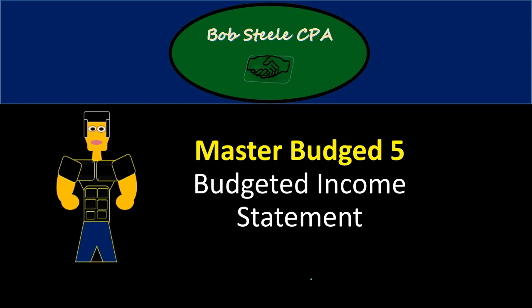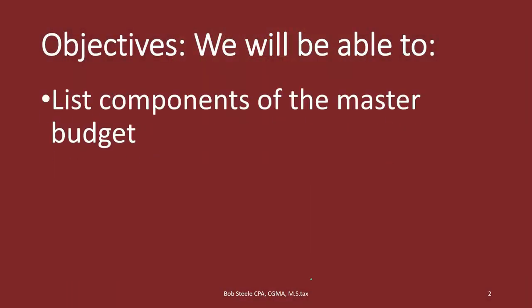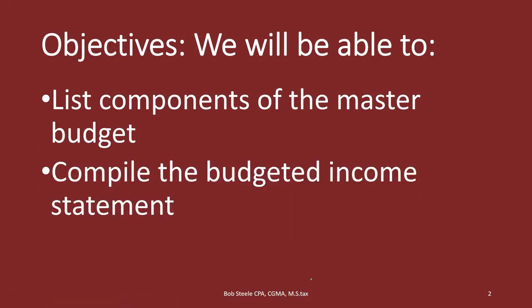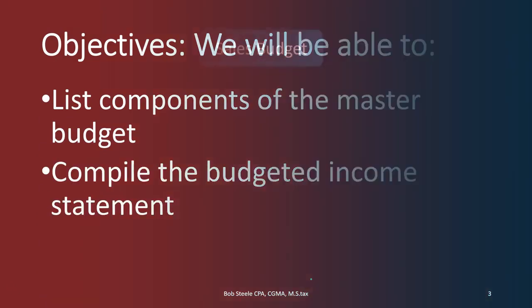Hello, in this lecture we're going to continue on with the master budget part 5. We're going to continue with the income statement. If you haven't looked at the prior budgets, you probably want to look at them. We'll be using part of them in order to create the budgeted income statement. After this, we will be able to list components of the master budget and compile the budgeted income statement.